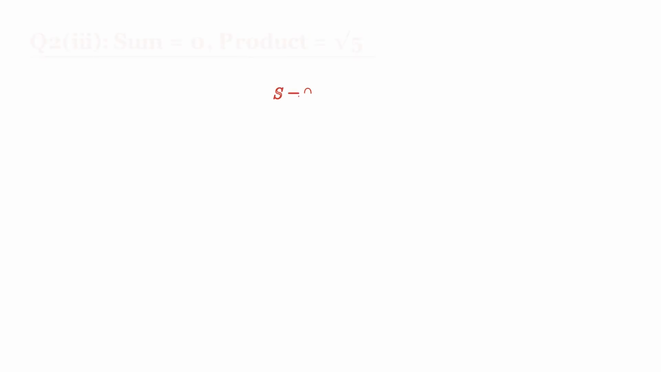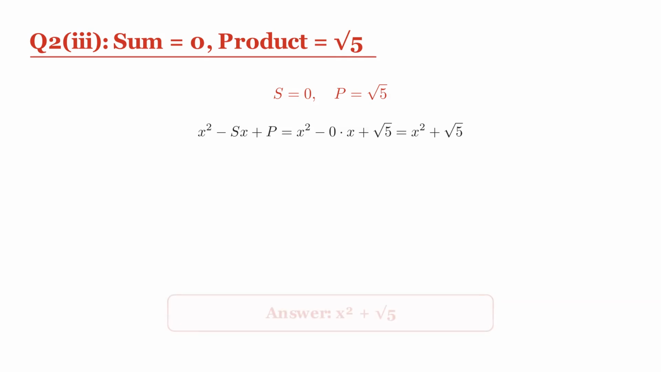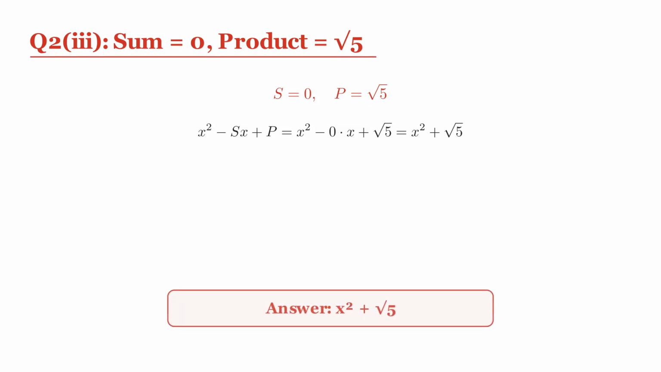Question 2, Part 3. Sum equals 0, product equals root 5. Apply the formula x squared minus sx plus p. Substitute s and p: x squared minus 0x plus root 5 equals x squared plus root 5. No fractions to clear. The final answer is x squared plus root 5.